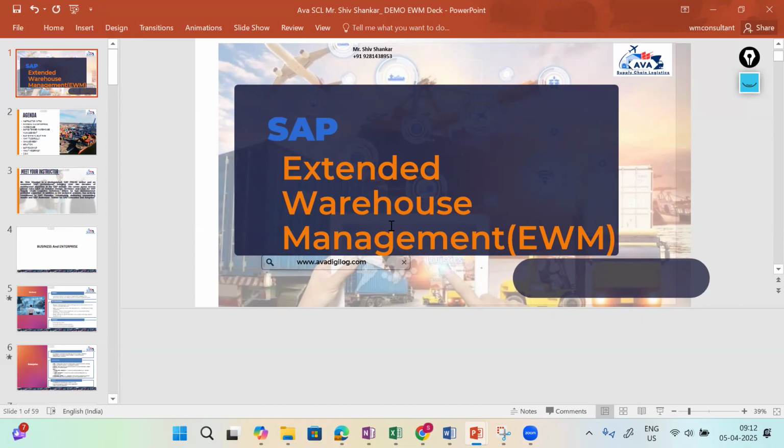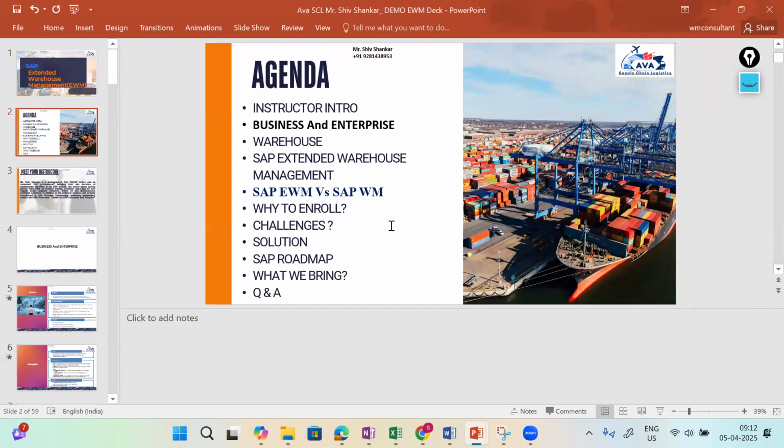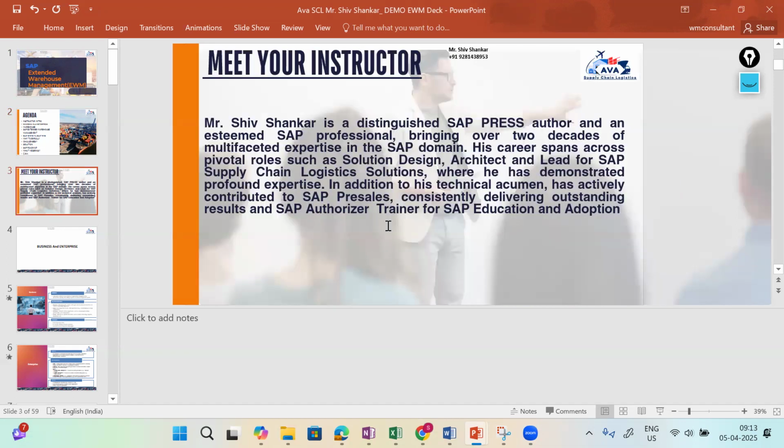This particular demo goes with this agenda. First, instructor intro, and we talk about what is business and enterprise, and what is warehouse, and what is extended warehouse, and what is the difference between extended warehouse management and SAP WM, why to enroll in this particular program, and typical challenges various industries are facing nowadays, and the solution for this, and the SAP roadmap. Now, let me start with this agenda.